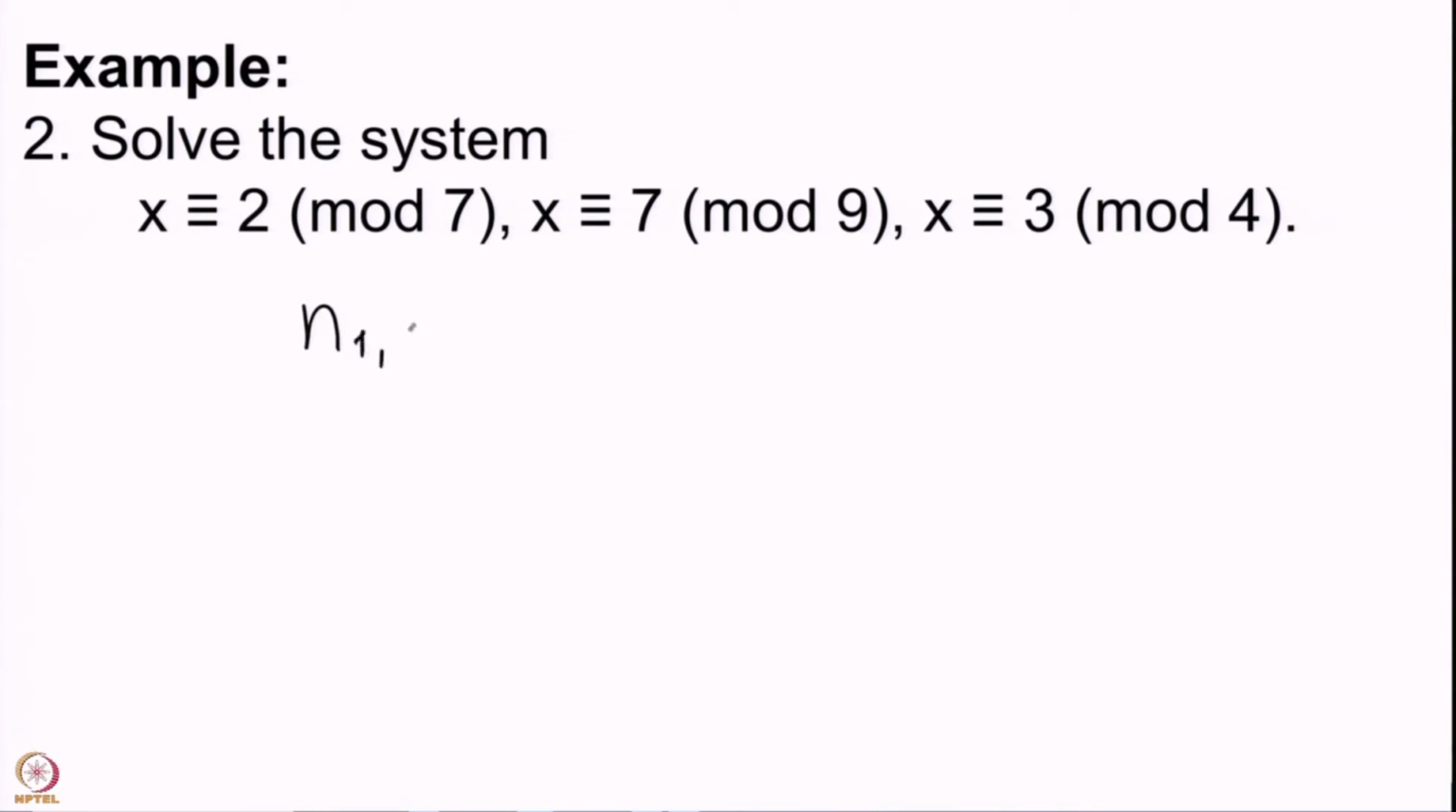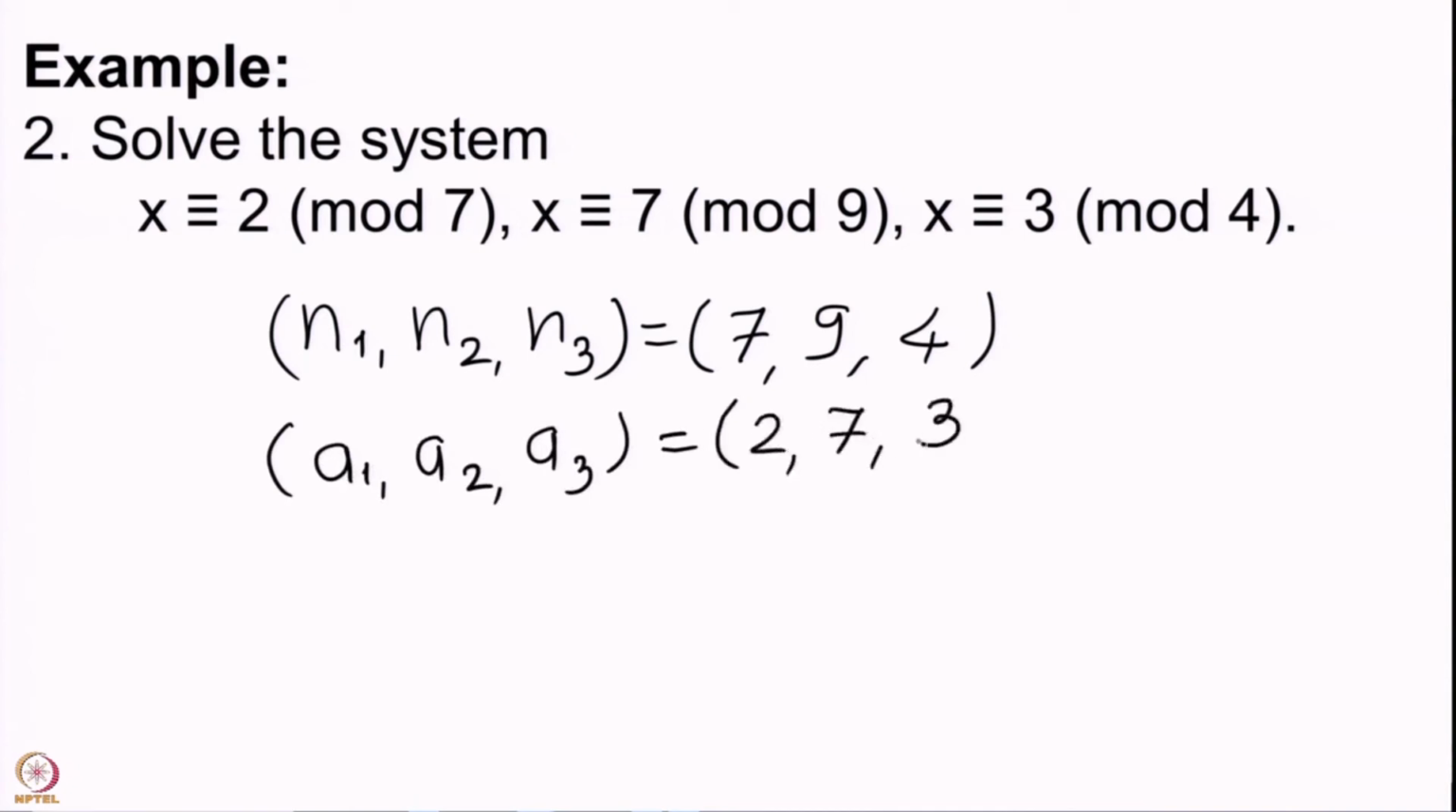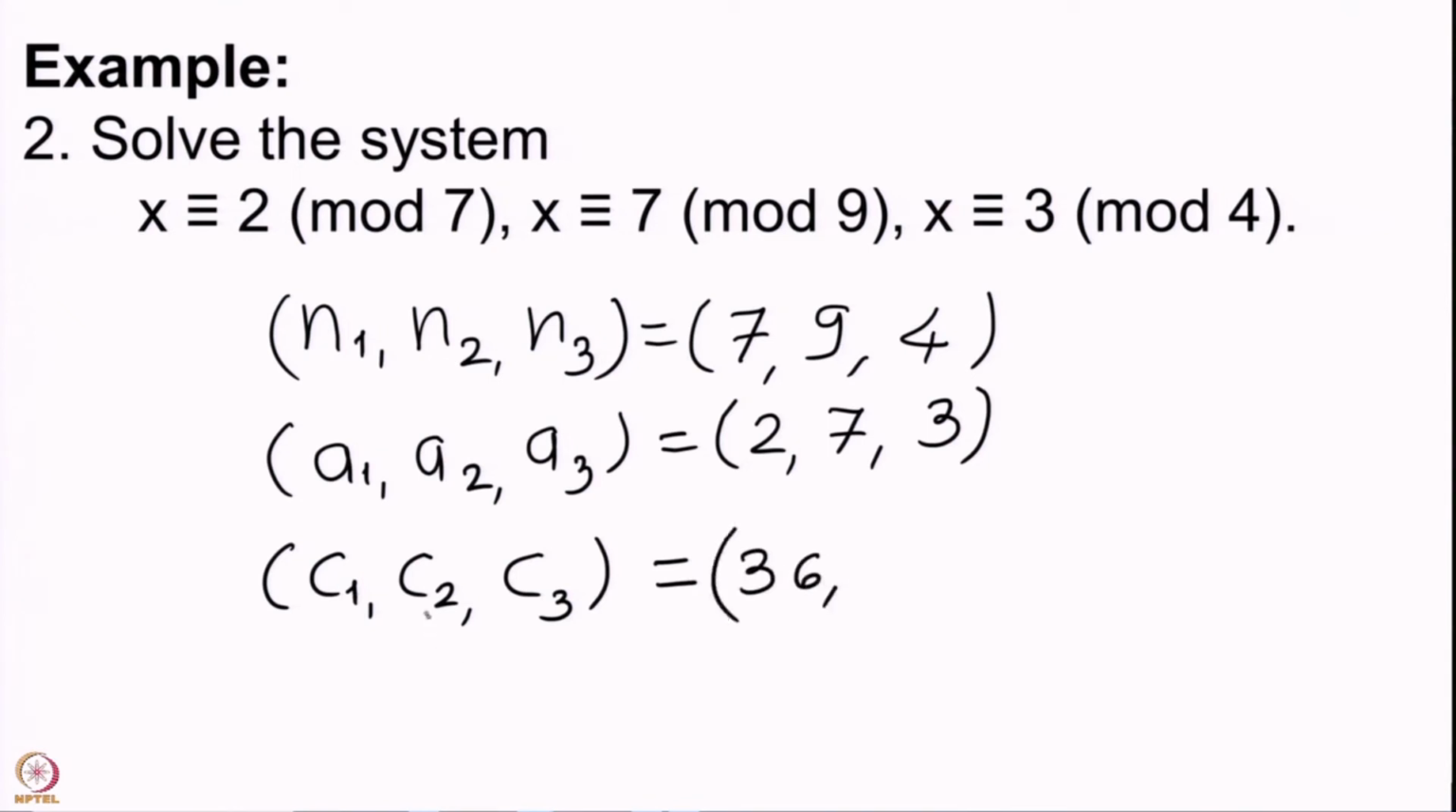So, we will write n1, n2 and n3 in the order 7, 9 and 4, and we have a1, a2 and a3, which are nothing but 2, 7 and 3, and then finally we need to compute C1, C2, C3. Remember once again, C1 is the product of n2, n3. So, this is now 36. C2 is the product of n1 and n3, which is 7 into 4. So, that is 28, and C3 is n1, n2, which is the number 63.